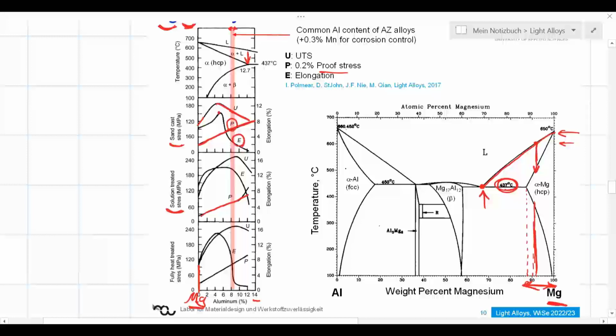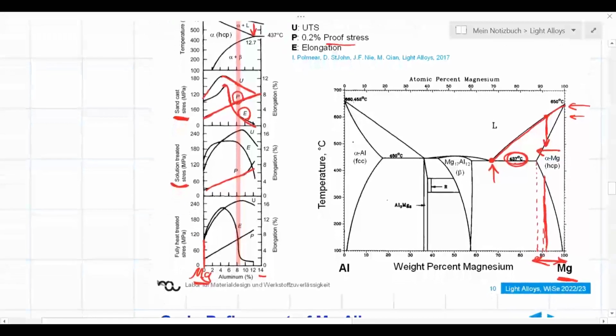And from this point on, we see a dramatic decrease in elongation, and this could be related to the presence of some non-equilibrium eutectic products. This is the sand cast part. We could expect that due to non-equilibrium cooling, some eutectic phases have formed. If you're going here from right to left, we are getting some eutectic products which could decrease the ductility of alloys. This is because of the non-equilibrium nature of solidification.